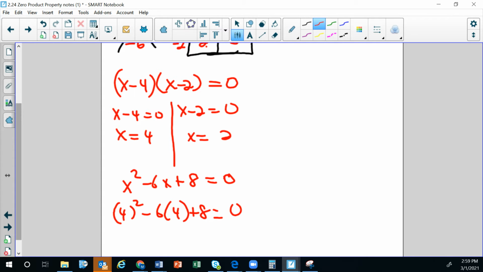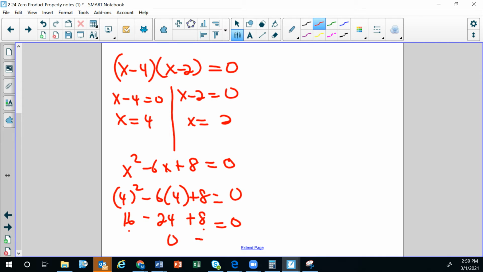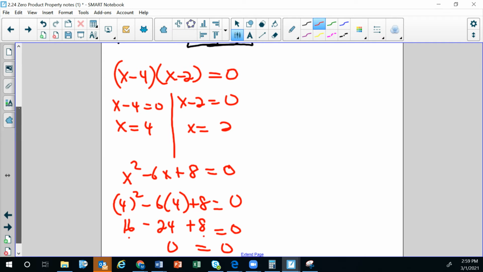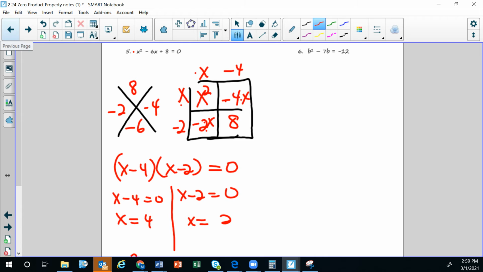Well, let's see. 4 squared is 16. Negative 6 times 4 is negative 24, plus 8. 16 plus 8 is 24. And 24 minus 24 is 0. So that gives me 0 on both sides. So that's what it means that x equals 4 is a solution. And similarly, if I substitute x equals 2 into the equation, I'll get 0 on either side. All right, let's look at B.